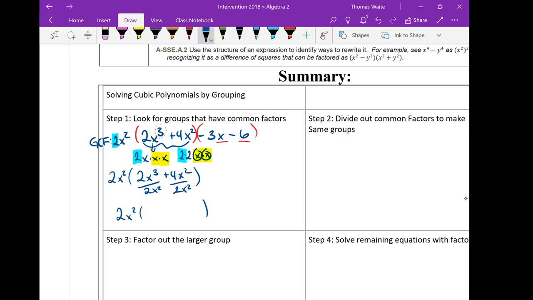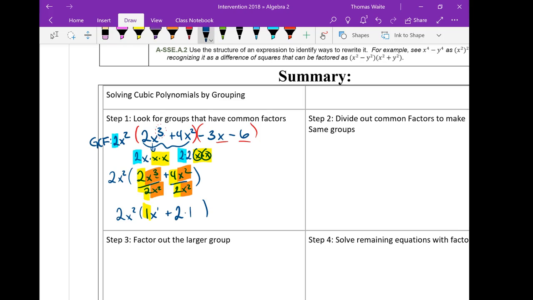Now I'm just doing a division problem. 2 divided by 2 is going to be a 1. X cubed divided by x squared, well there are 3 x's on top and 2 are being divided out, so that just leaves me with 1 x left over. And then plus 4 divided by 2, 4 for the numbers divided by 2 is going to give us 2. And then for the x's, an x squared divided by an x squared, anything divided by itself is going to be 1. Another way we can think about it, it's x to the 2 minus 2, which is x to the 0, which is 1. Anyway, they divide to 1.